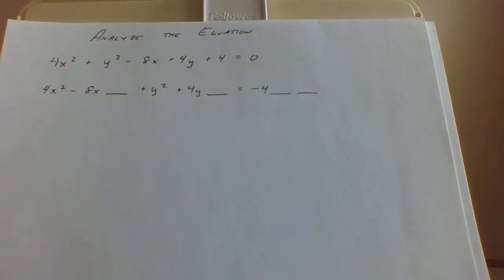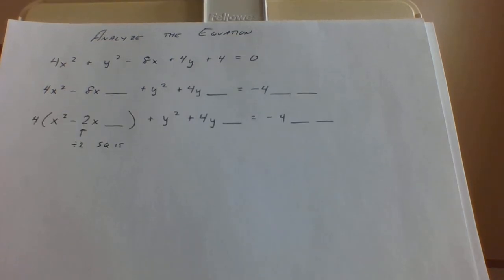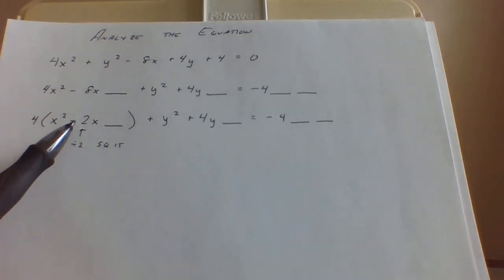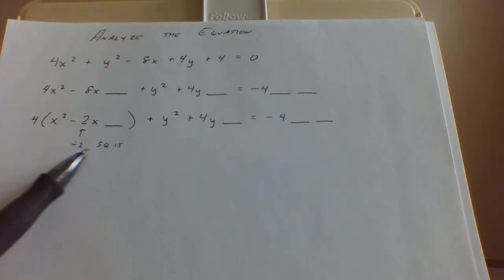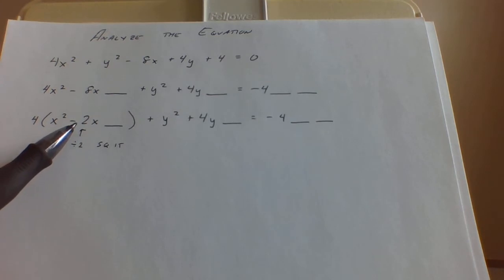As we start to take a look at our x terms, notice that these two terms both have a 4 in common, so I'm going to go ahead and take the 4 out. Now that I've done that, I can start taking a look at my middle term so that I can complete the square. Keep in mind I want to take that term and divide it by 2, and then I want to square it. So 2 divided by 2 is going to give me a 1, and when I square that, I'm going to get a positive 1 to put on this blank.